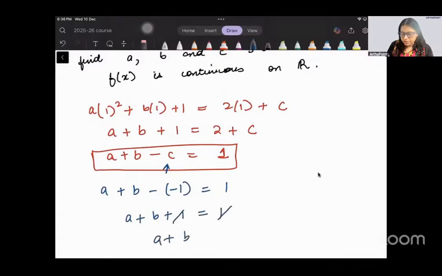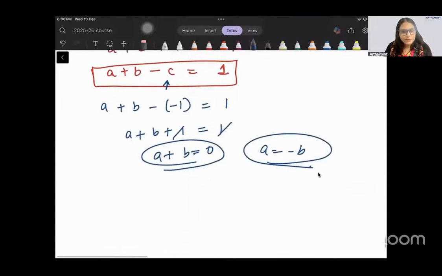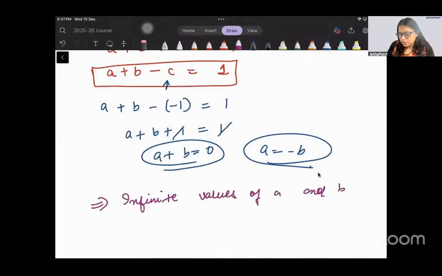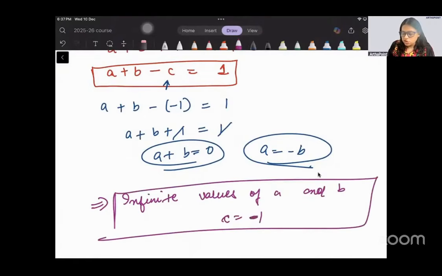so you get a plus b equal to 0. That means a equal to minus b. So there are infinite values of a and b. If b is 4, then a is minus 4; if b is 5, then a is minus 5. So from here we get infinite values of a and b and c equal to minus 1. This is your answer.